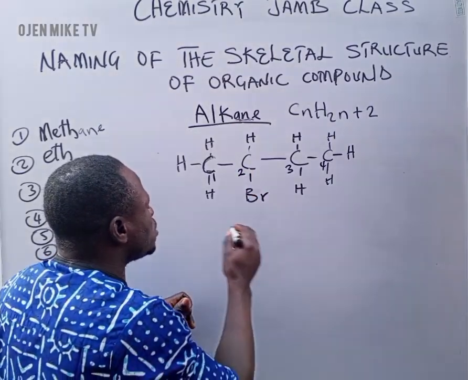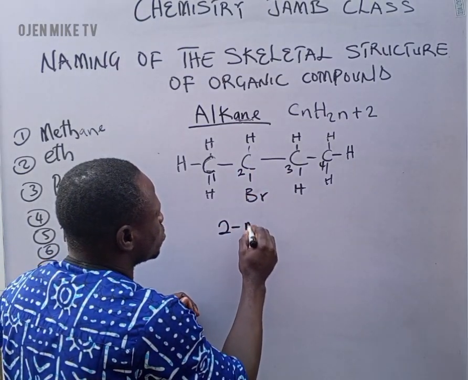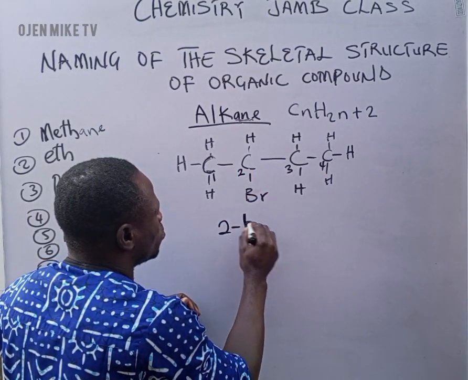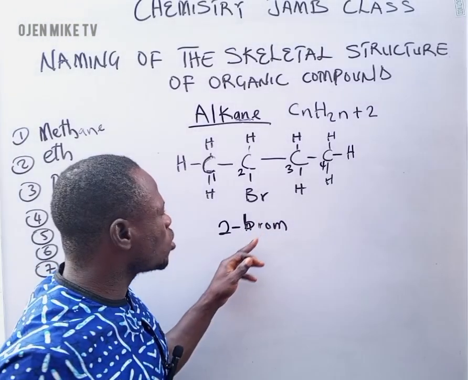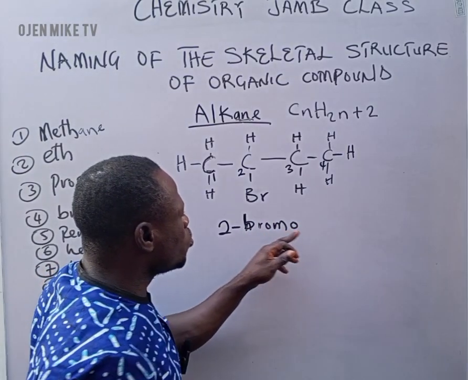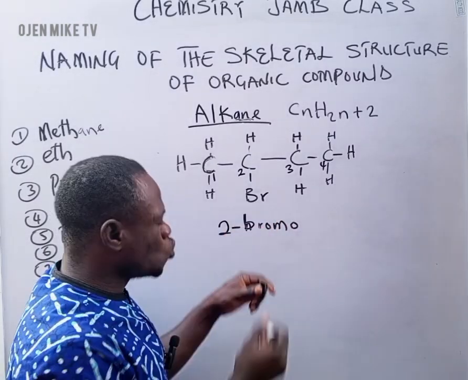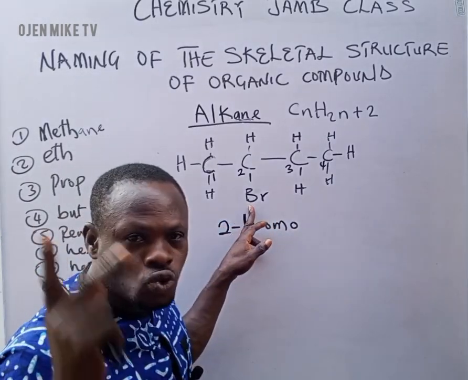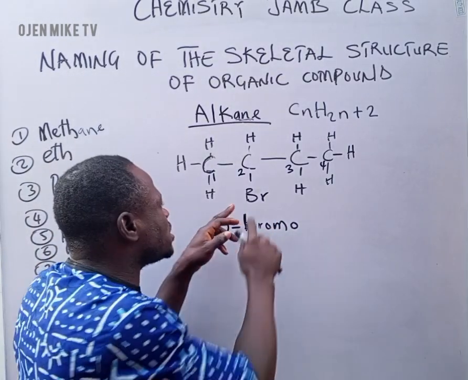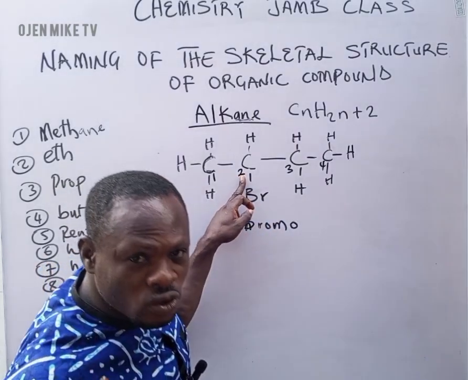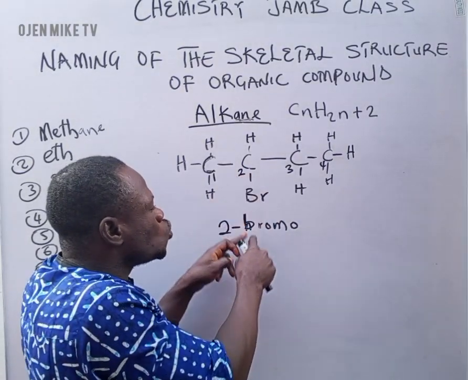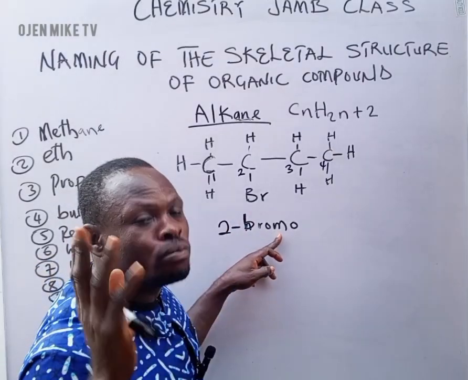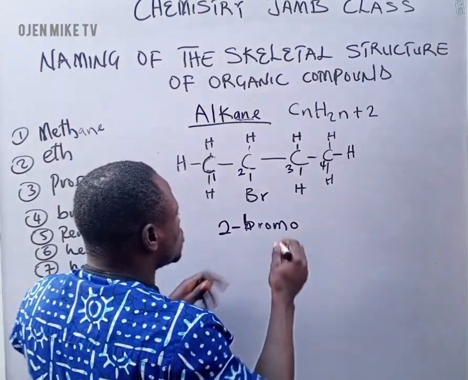You now say 2-bromo. You don't call it bromine, you call it what? Bromo. 2-bromo. This is 2-bromo not because there are 2 bromine, it's because bromine attaches itself to carbon number 2. Are you following? Bromine attaches itself to carbon number 2. That is why I call it 2-bromo. It's not that you have 2 bromine.